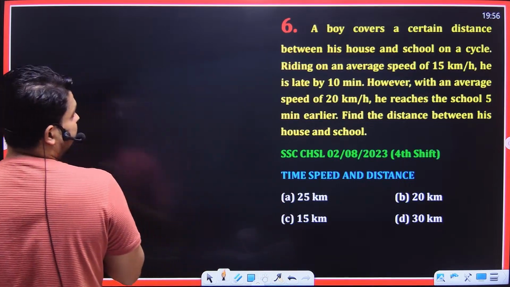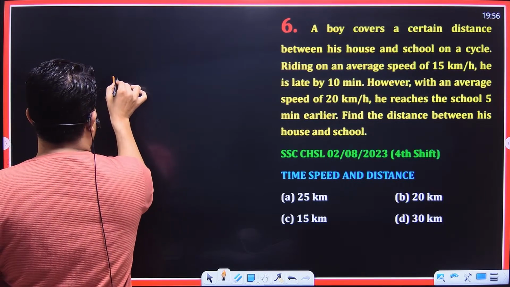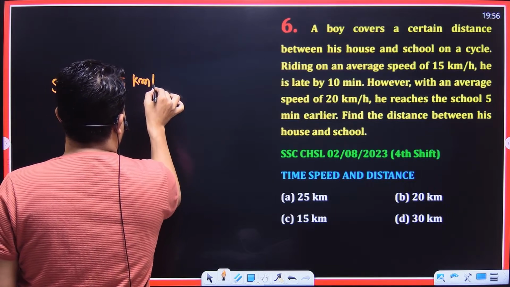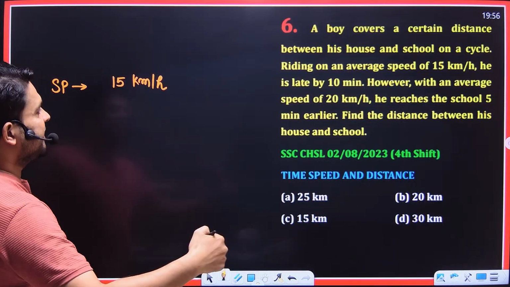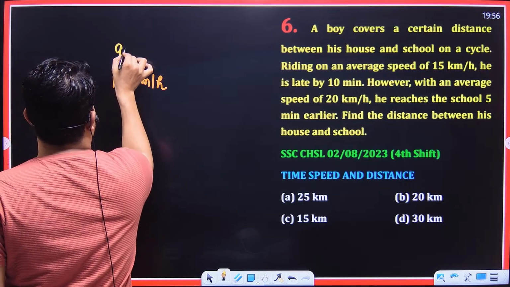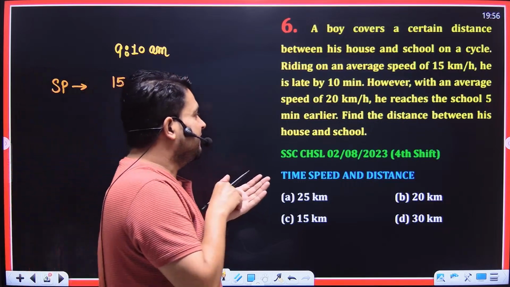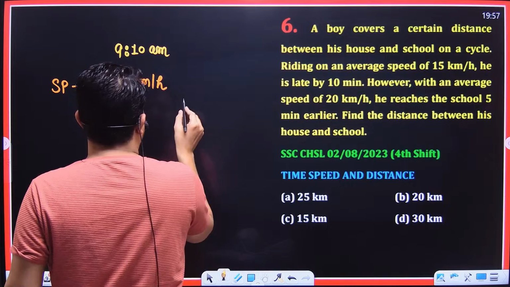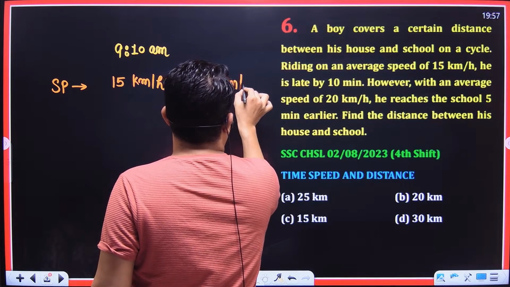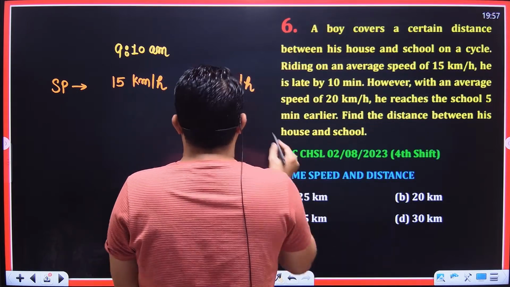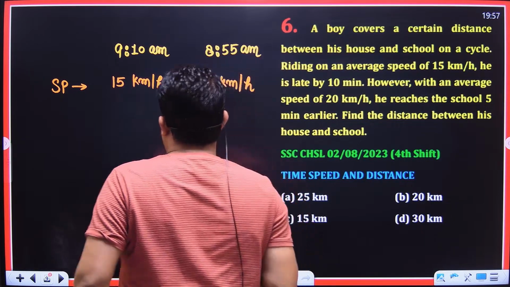So what we have, the speed is given. If he travels with a speed of 15 km per hour, I will assume that the correct time is 9 a.m. Then he is late by 10 minutes, it means he will reach at 9:10 a.m. If he travels with a speed of 20 km per hour, then he will reach 5 minutes early. 5 minutes early means he will reach at 8:55 a.m.